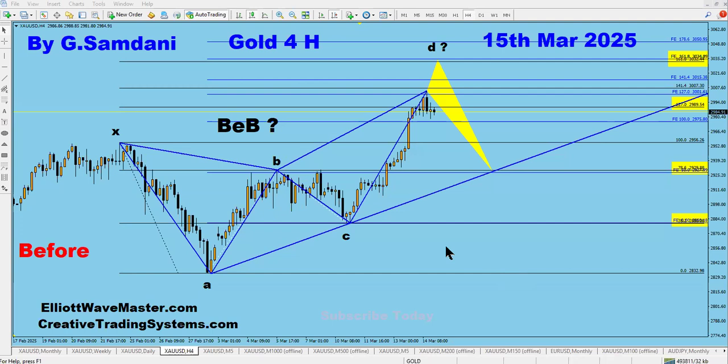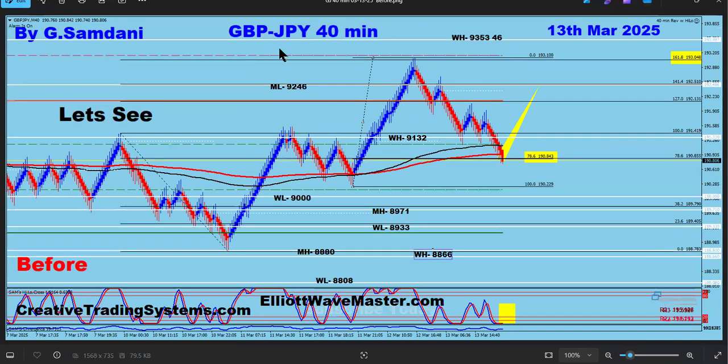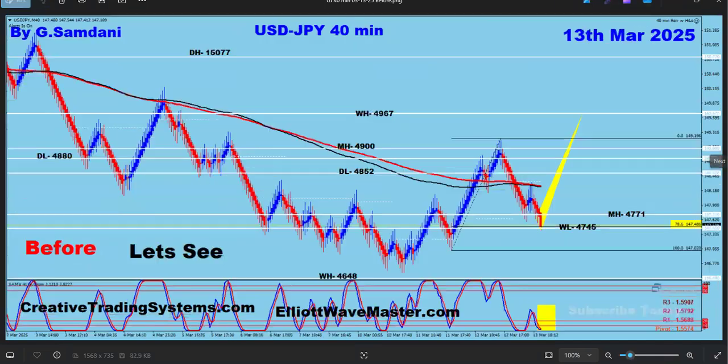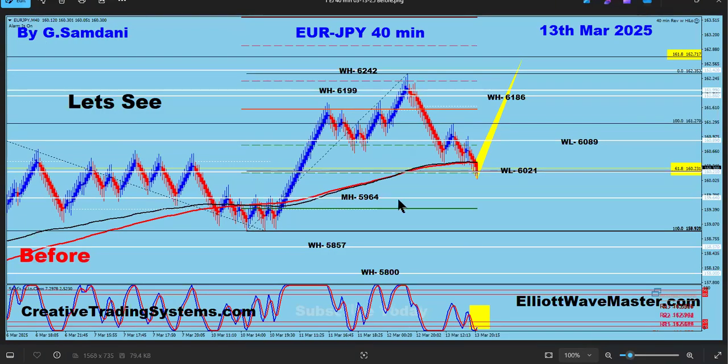Yesterday I made the gold video and I showed those setups and the results. So let's get on those. The chart I showed for these: Euro yen 40-minute chart, saying that from here I'm going to go from 60.21 to 62.42, right? The first target was 61.86. The second chart was pound yen, going from here to 92.46, which was the target. And the third chart was USD yen going from 47.45 to somewhere here, 4,900 or even more if it goes more, right? So what happened in these charts as of today, let me show you.